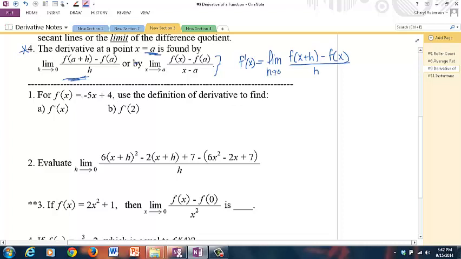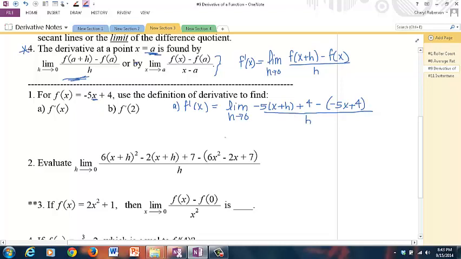So notice my f of x is negative 5x plus 4. So for my a part, to do f prime of x, I need our limit as h approaches 0 of f of x plus h. So everywhere I see an x, I'm going to put x plus h. So I have negative 5 times x plus h, and then plus 4. And then I need minus f of x, which is negative 5x plus 4. And every bit of that is over h.